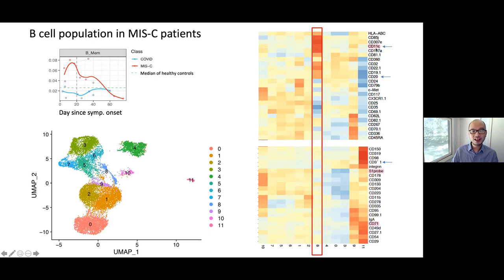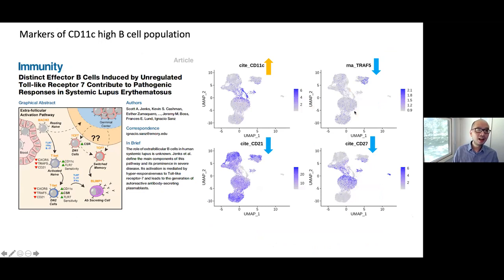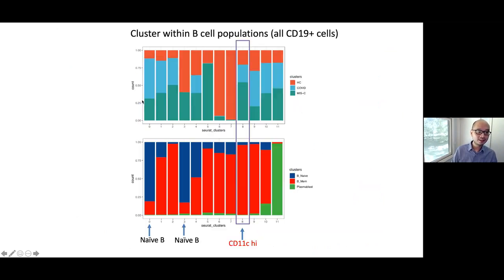It expresses high levels of CD11c on the surface. So all of these are proteins. But it downregulates TRAP5 in terms of RNA, with lower CD21 and lower CD27 in this population. And this resembles cells previously described in lupus. They've described these extrafollicular B cells that generate autoantibodies that look like these cells. And if you look at this population, they are also more enriched in the MIS-C patients compared to COVID and healthy adults.